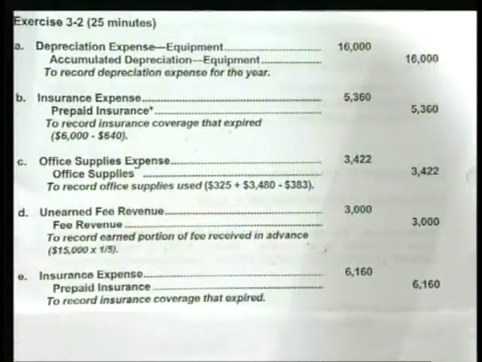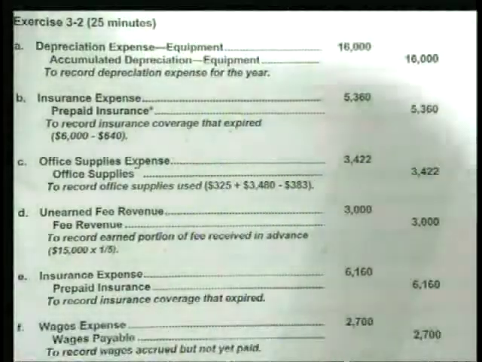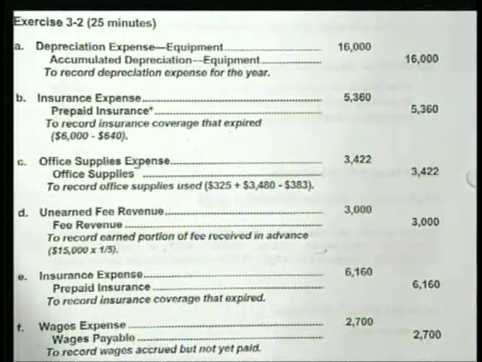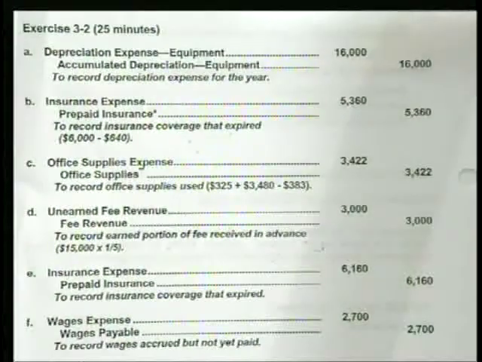Let's do one more and then I'll see if there are any more questions. F. Wage expense of $2,700 has been incurred, but we haven't paid them. So we need to book a liability, don't we? We need to show that we do owe $2,700 of wages. So the journal entry for that is we credit wages payable to show that liability, and we debit wages expense. Okay?